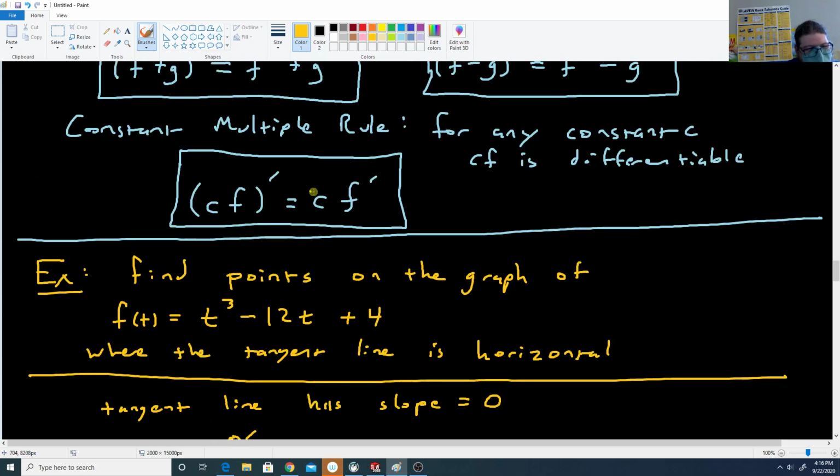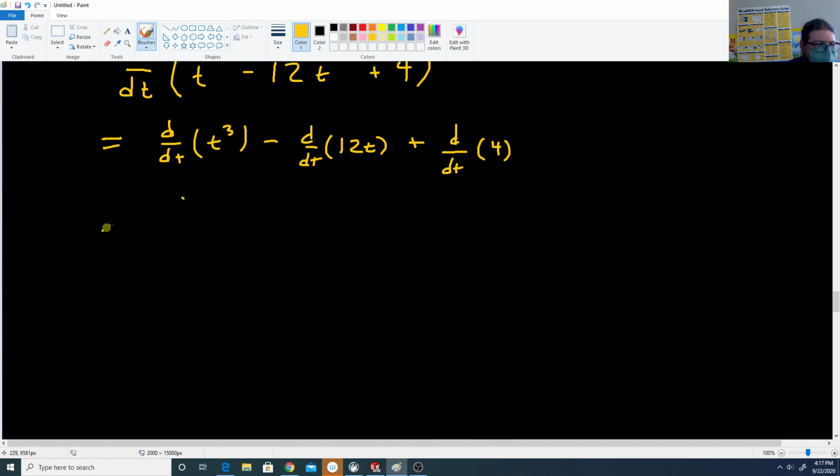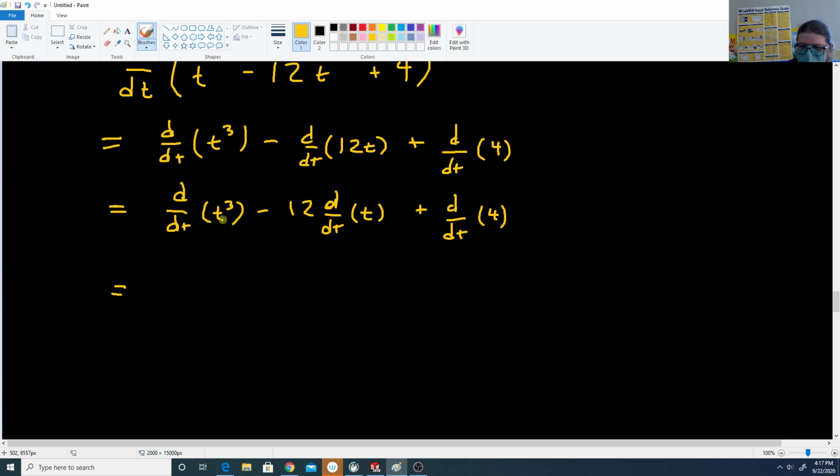Next we've got this 12 times t. 12 is a constant, so we're going to use the constant multiple rule, and that's going to let us push that constant outside of the stuff that we're taking the derivative of. So we'll get d dt of t cubed. The constant multiple says the 12 can come out front, and we'll have d dt of just t itself plus d dt of 4. So we're going to use the power rule to figure out the derivative of t cubed. The 3 comes down, so that'll be 3t squared minus 12 times the derivative of t itself.